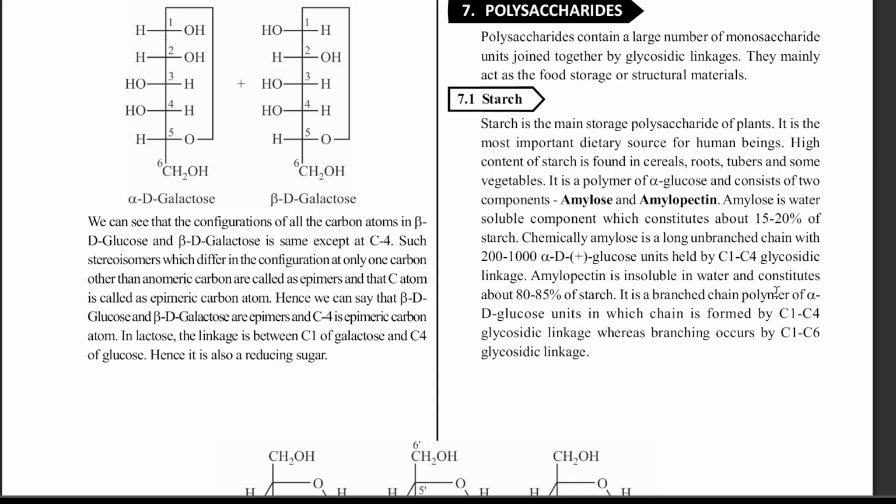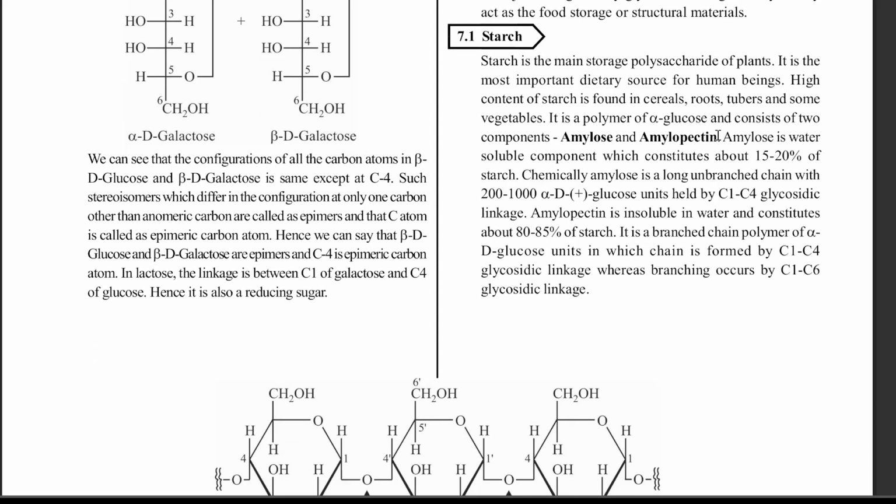Now let's continue with polysaccharides. Polysaccharides contain a large number of monosaccharide units joined together by glycosidic linkage. They are mainly used as food storage. For example, starch is the main storage polysaccharide in plants. It is a dietary source for humans also. It exists as two different polymers of alpha glucose, amylose and amylopectin. Their difference is asked a lot of times, so kindly remember.